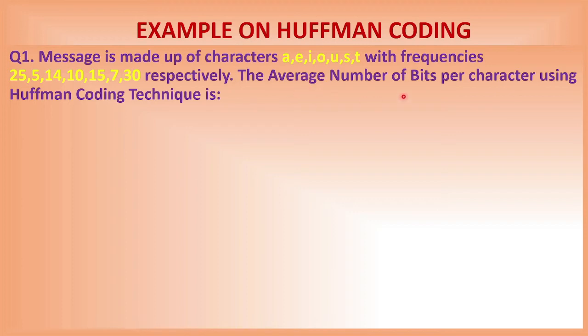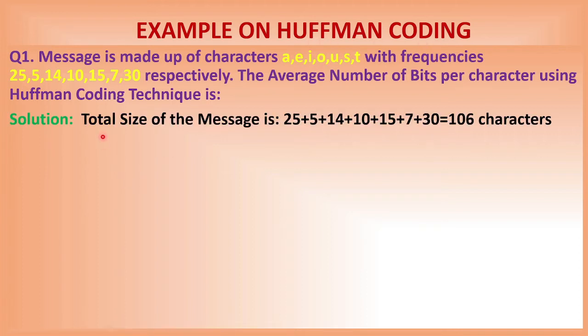Now we have to find the average number of bits assigned to each character using Huffman coding. So how are we going to solve this? Now the solution is to first find the total size of the message. How many characters are there in total in the message? So add all the frequencies given. So a total of 106 characters are there in the message.